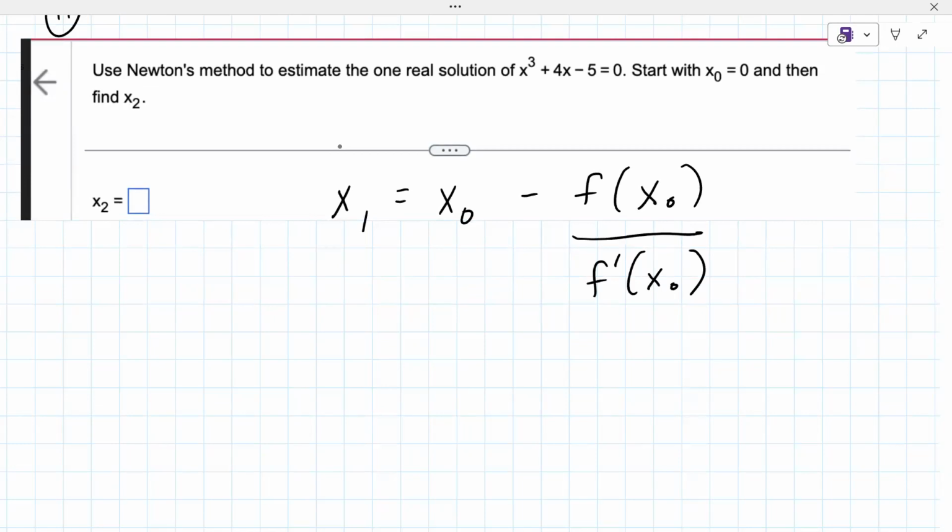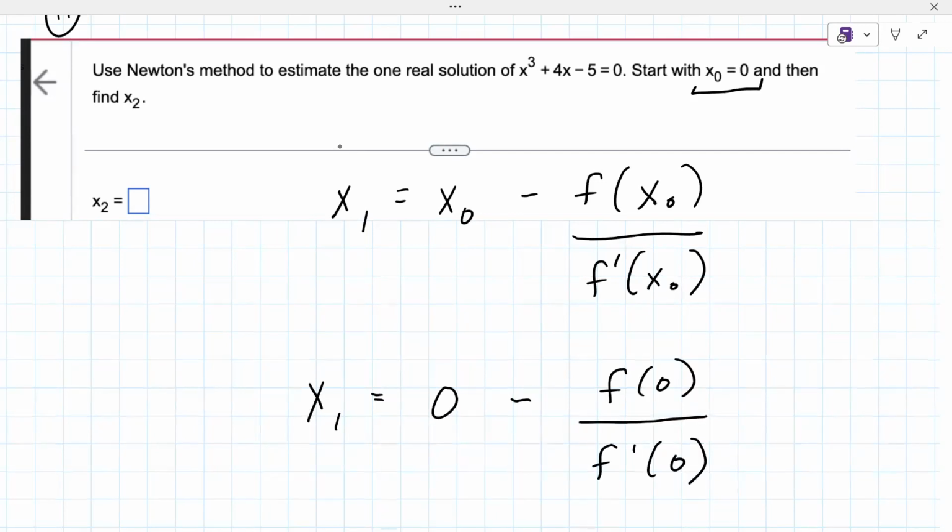And you might be like, oh my goodness, what does all this mean? Well, when you put the number in, it'll make sense. So x1 is equal to 0 minus f of 0 over f prime of 0. Do you have a function? Your f of x, which they don't really give you very clearly here, is x cubed plus 4x minus 5. So put 0 into that function for me, please. It'd be -5. Okay, so that's our numerator.